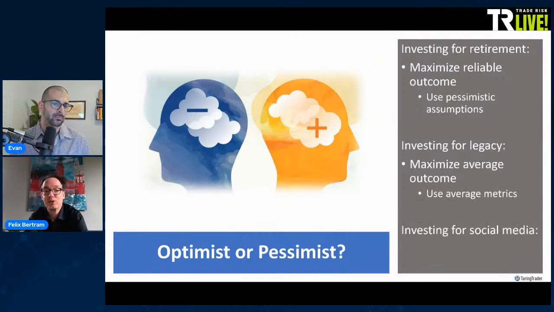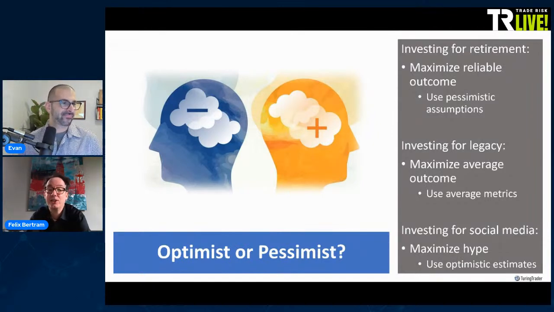When you want to invest for social media, then you maximize the hype and you're looking at the most optimistic estimates. And there we go. You can do this with these charts as well. Yeah, I love it. You can create a statement and say, hey, this strategy can yield you up to 30% in just 2 years. So that would be looking at the upper end of it.